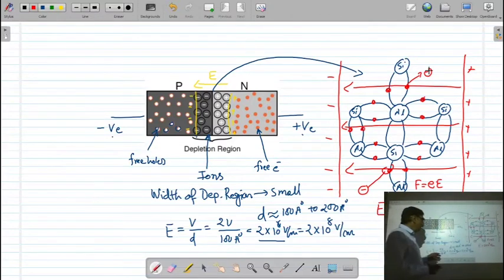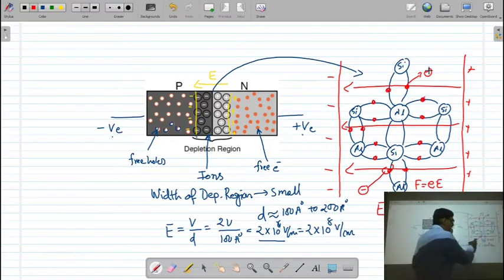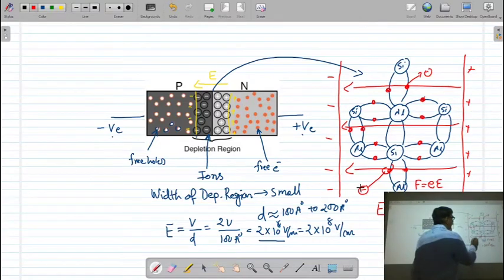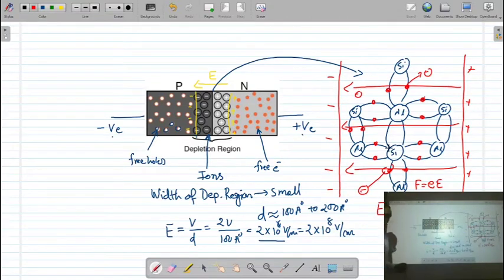So when we apply only a small voltage of 2 volt, a large electric field is produced in the depletion region, and this electric field is sufficient to break the covalent bond. And due to this breaking of the covalent bond, the electrons become free. And due to this, you have a large number of free electrons in the depletion region.